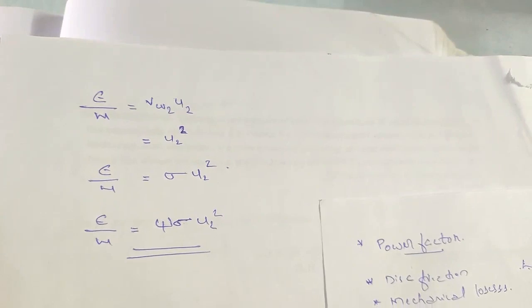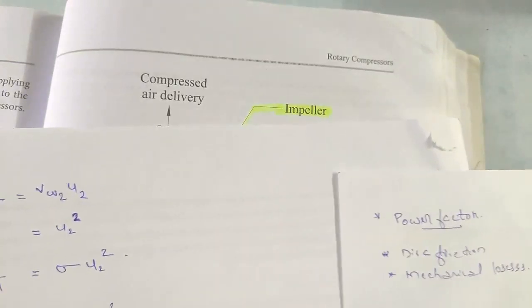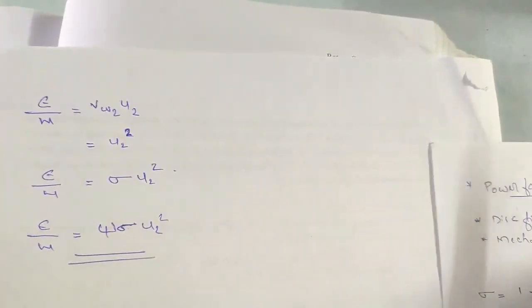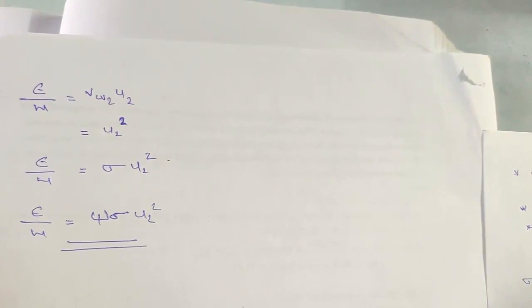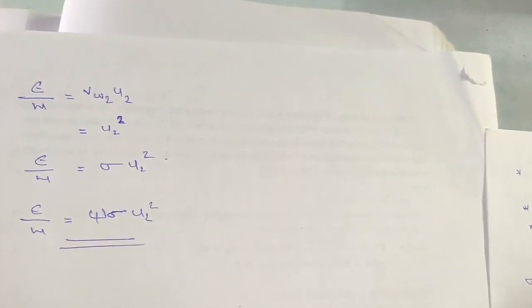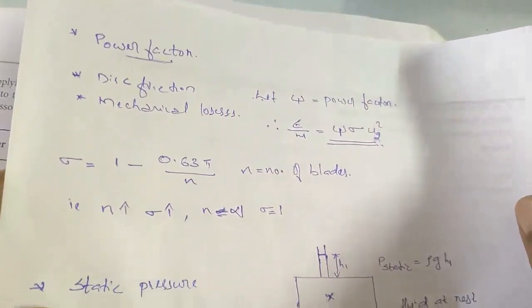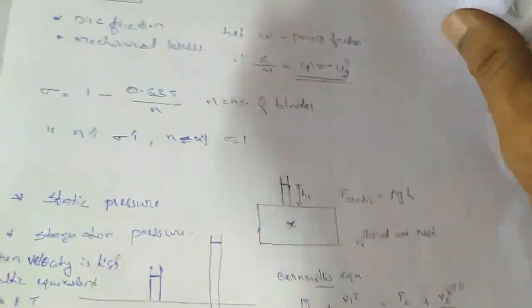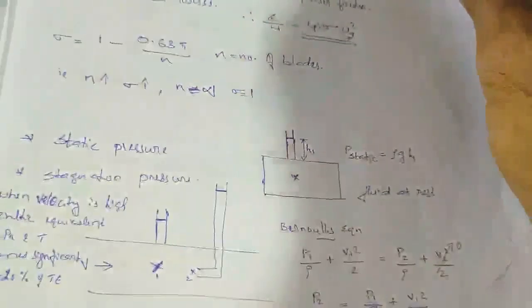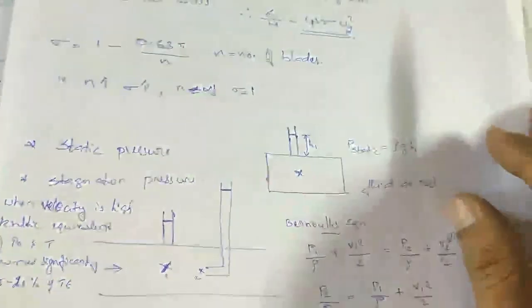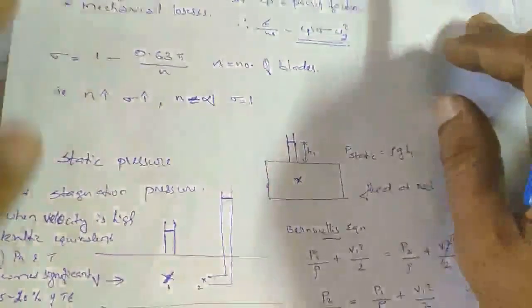Now we will derive another expression for this energy imparted by applying the steady flow energy equation. But before moving on to that, we have to be familiar with two terms. One is static pressure and another is stagnation pressure. And what is static pressure and what is stagnation pressure? Stagnation pressure is also known as total pressure.